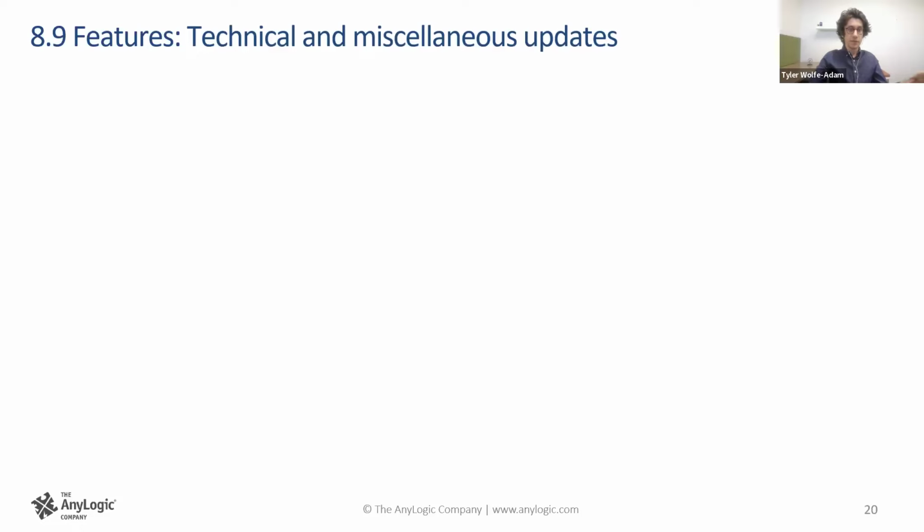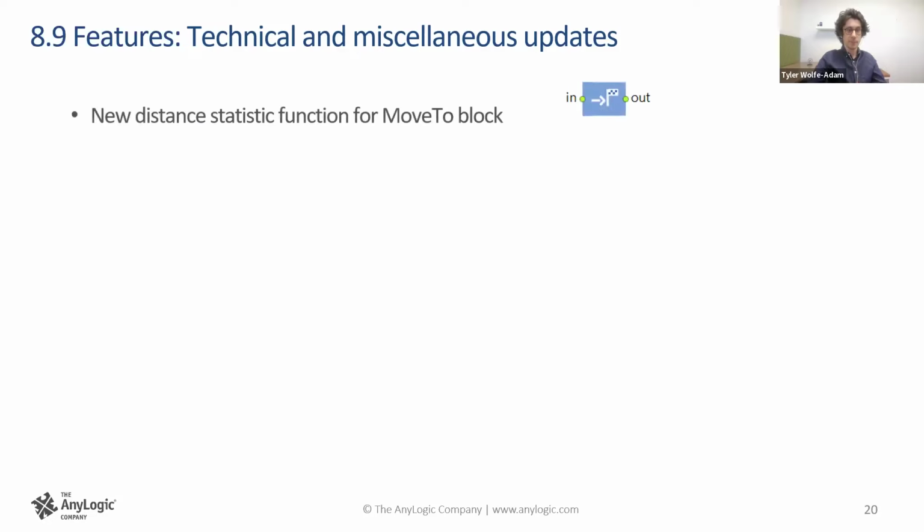And lastly is the overview for various technical and miscellaneous updates. So one is that the MoveTo block now has a new function for getting the distance traveled by an agent. This is functionality that is available in the material handling library that they've made now available for this process modeling library block.